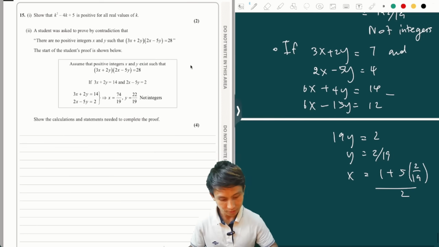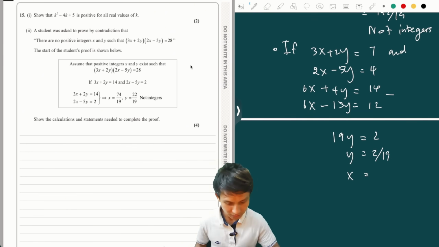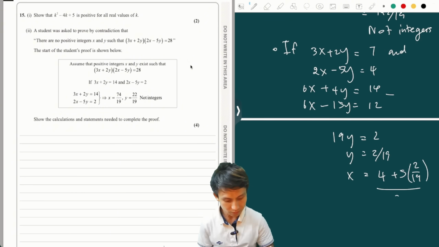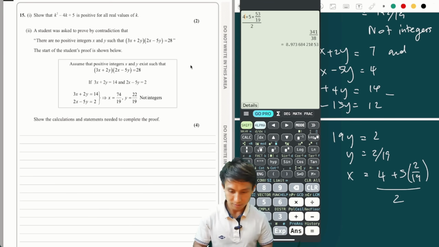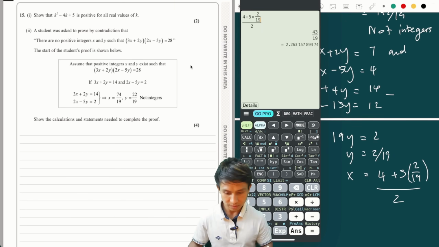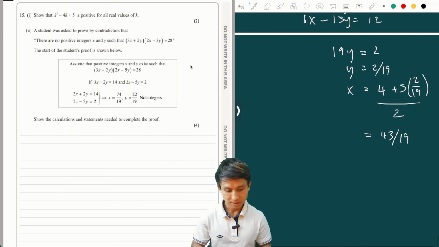Oh, no. Got to substitute again. So 4 plus 5y over 2 instead. Okay, so 4 plus 5y, with y being 2 over 19. Yep. That's it. So not integers either.